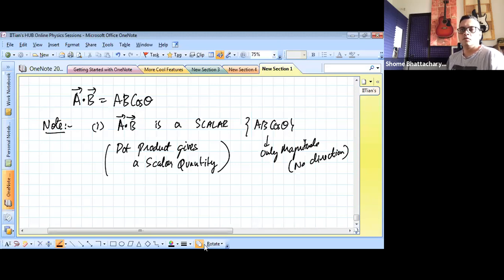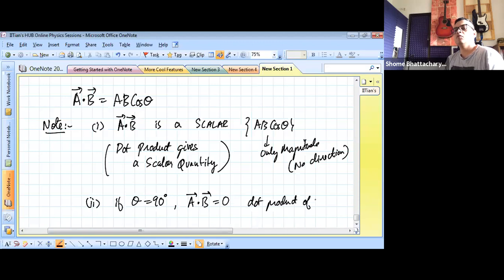Now the next thing you can see, very important, is if theta is equal to 90 degrees, A dot B becomes 0. Okay. So the dot product of perpendicular vectors is 0.